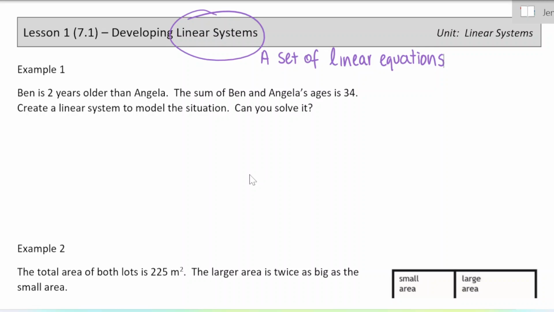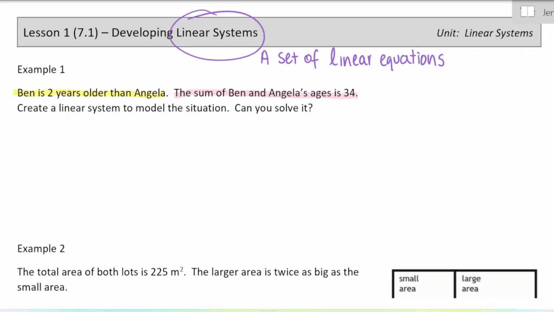Okay, so first one here, and I'm just going to use my highlighter as I read. It says Ben is 2 years older than Angela. That's clue number 1. And clue number 2 is the sum of Ben and Angela's ages is 34. So what you'll find in this chapter is typically we're going to be having 2 equations. So when it's a word problem, usually they're going to give you like 2 clues, I call them. So in this, 2 pieces of information. I have my yellow piece of information, which is Ben is 2 years older than Angela, and my pink piece of information there, which is the sum of their ages is 34.